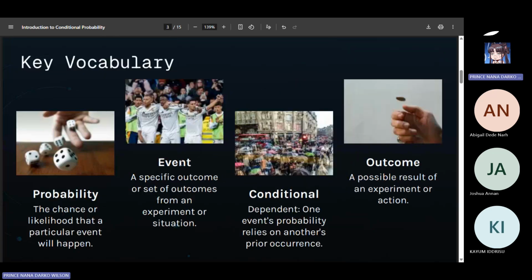Here are some of the things that we've discussed so far. Probability describes the chance or likelihood that a particular event will happen. An event is a specific outcome or a set of outcomes from an experiment or a situation. We have conditional or dependent events. This is what happens when one event's probability relies on another's prior occurrence. So it means in order for one to happen, we calculate it depending on the fact that the other one has already happened. And then an outcome is a possible result of an experiment or an action.